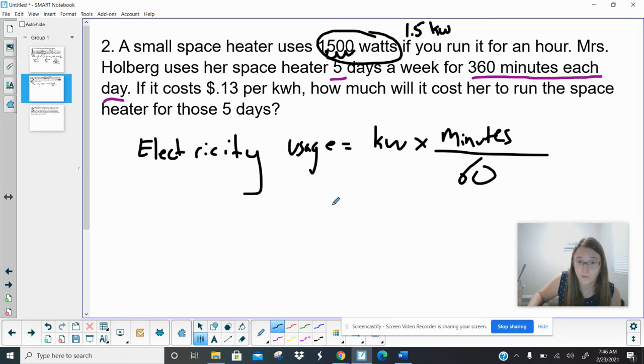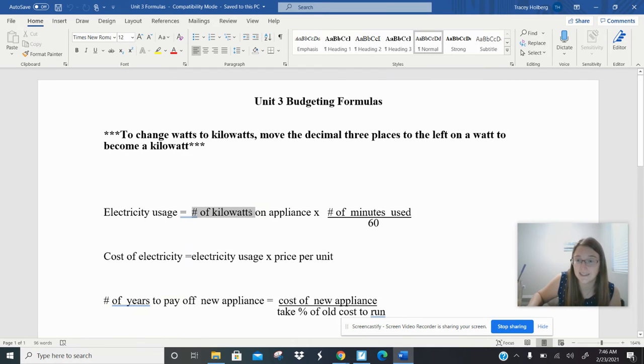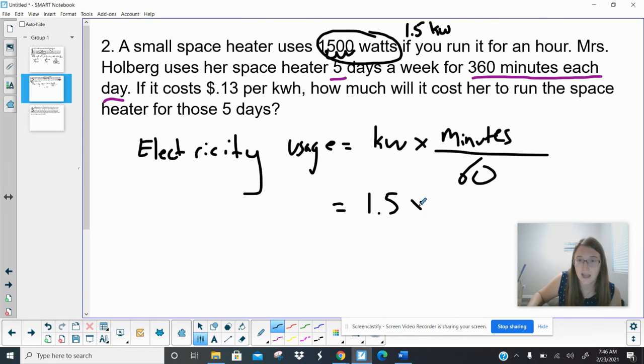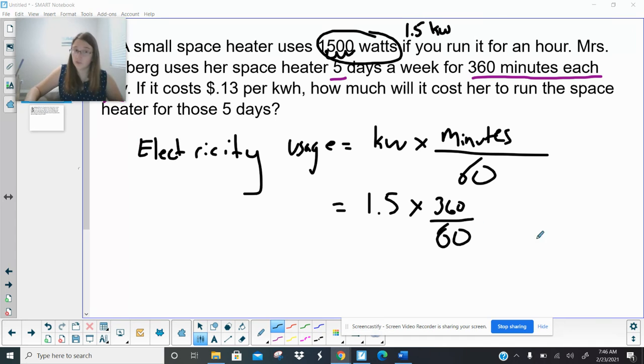So kilowatts is 1.5. That's why, again, we have to change it to kilowatts, because in the formula, it says kilowatts, yeah. Times the minutes is 360 over 60. However, it's not just 360 minutes. It's 360 minutes every day for 5 days. So what should we do here? Multiply by 5. I'm going to do that right here. Again, be careful with that on your test.